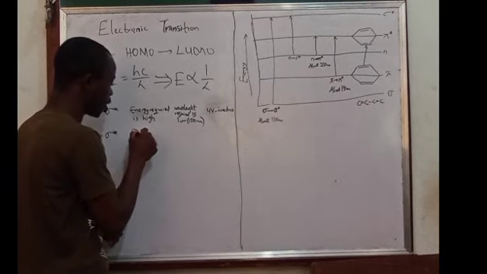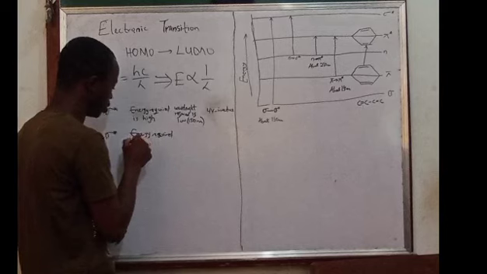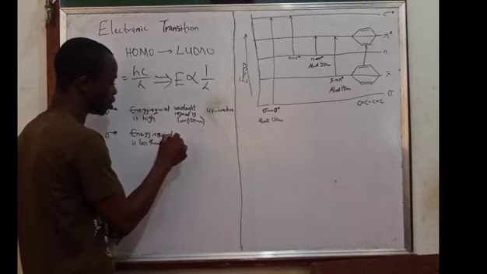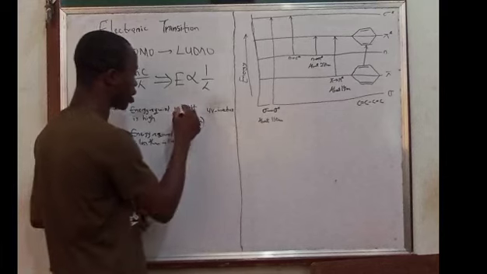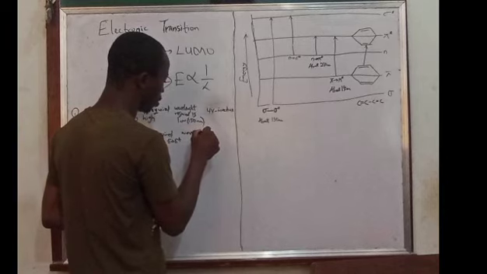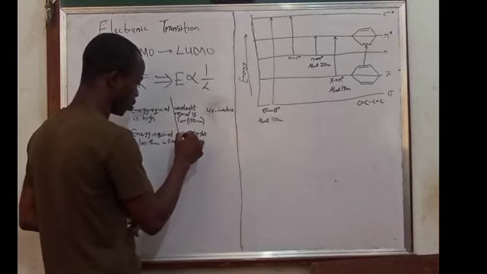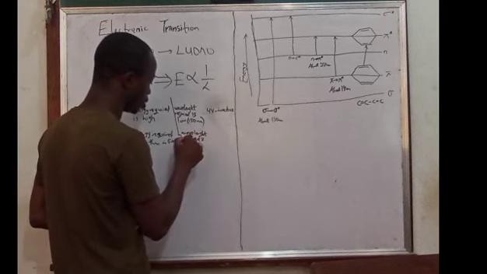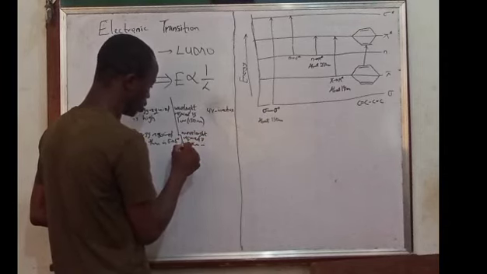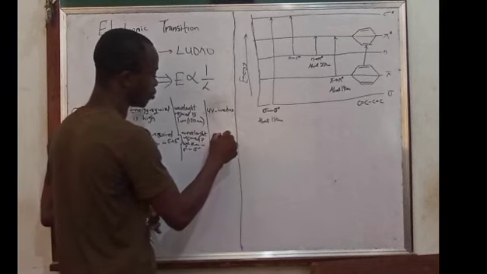So you can say that the energy required is less than in sigma to sigma star. But at the same time, that means the wavelength required is higher than in sigma to sigma star, but it is still UV inactive.